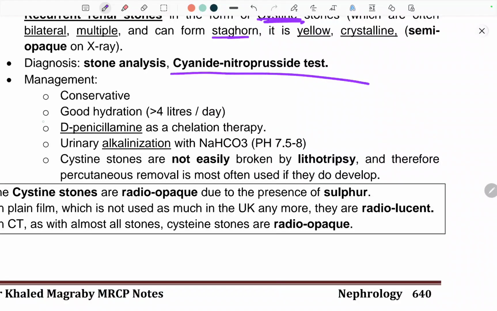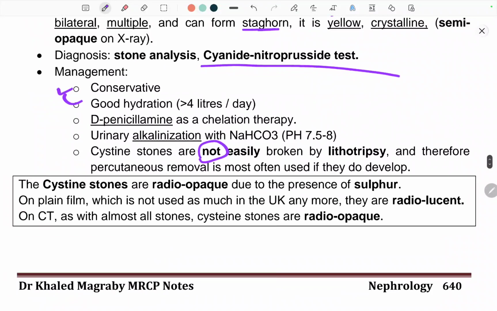Management is conservative: good hydration, D-penicillamine as chelation therapy, and urine alkalization with bicarbonate. Cystine stones are not easily broken by lithotripsy, therefore percutaneous removal is most often used if they do develop. Cystine stones are radio-opaque due to the presence of sulfur. On plain film, which is not used as much as in the UK, they may appear radiolucent. On CT, almost all cystine stones are radio-opaque.